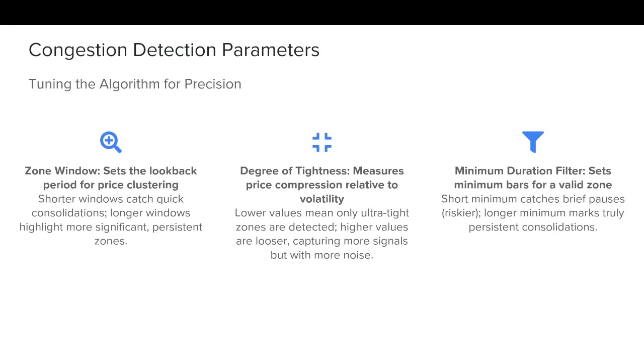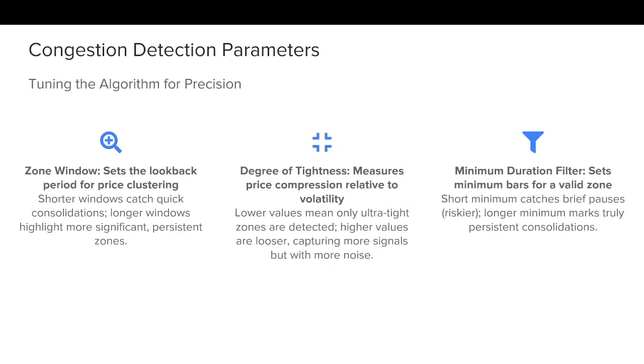There are three different inputs in the indicator. One is something called a zone window, which sets the look back period for price clustering. So shorter windows will catch quick consolidations, longer windows will be more persistent or significant. Number two, how congested are we? Degree of tightness measures price compression relative to volatility. Lower values mean only ultra tight zones are detected, higher values will be looser, capturing more signals but with more noise.